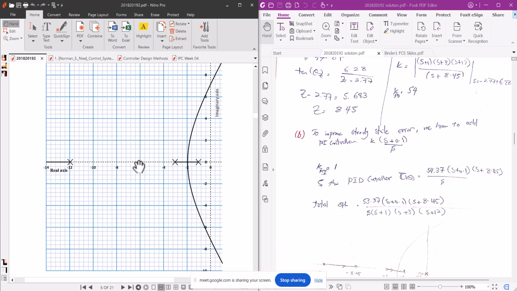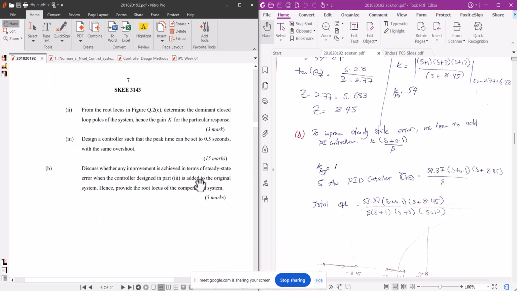Okay, the next part is: discuss why any improvement is achieved in terms of steady state error when the control design part is added to the original system, and hence provide the root locus of the compensated system. For the steady state, we have to make a lag controller or a PI controller to make the steady state error equal to 0. So to improve the steady state error, we have to add a PI controller. This is your proportional and integral controller, K into s plus 1 over s.